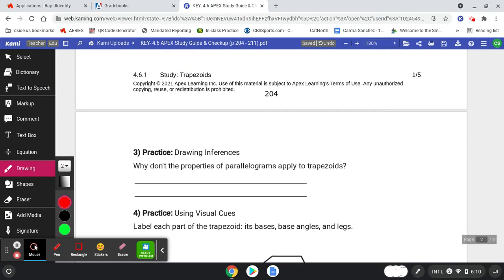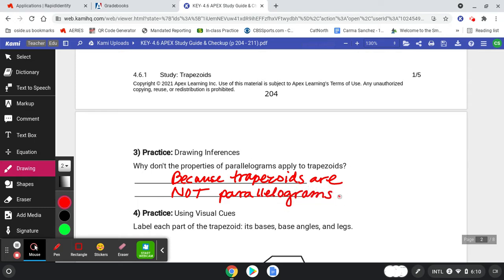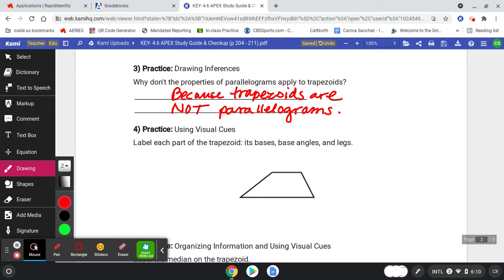So why don't the properties of parallelograms apply? Because trapezoids are not parallelograms. Let's label all of the different parts. So this side part is a leg. This other side part is a leg. Down here is one of the bases of a trapezoid, and up here is the second base.